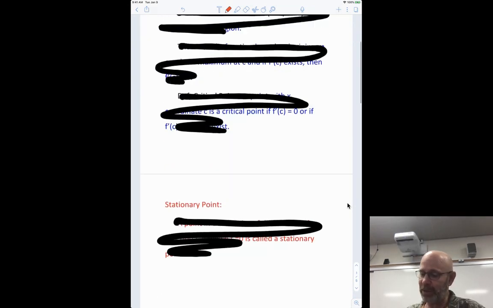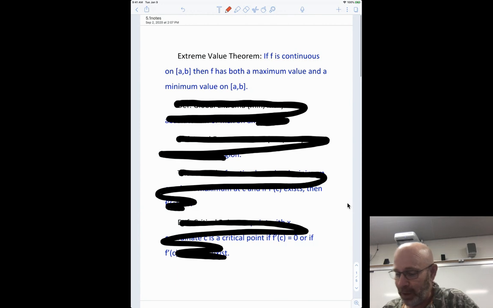There's a couple of theorems to begin with that are important. The first theorem is not so important. It's just a fact that helps us, because what we're going to wind up doing is optimization problems, word problems where we have to find the biggest the shape can be or the smallest the shape can be. So we're looking for minimums and maximums. This is called the extreme value theorem. All it says is if you have a continuous function on some interval from A to B, then there's both a maximum value and a minimum value on that interval from A to B.